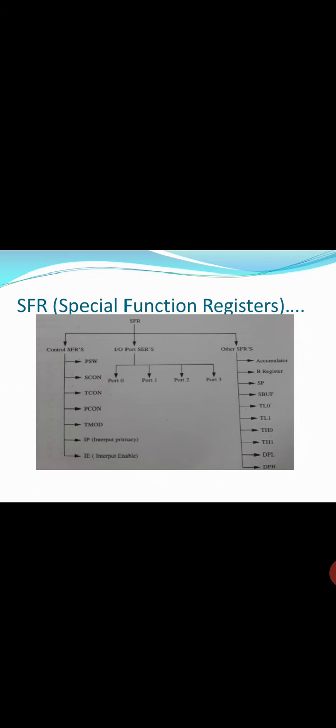In IO port category we have port 0, port 1, port 2 and port 3 special function registers. Other special function registers are accumulator, register B, stack pointer SP, serial buffer SBUF, timer 0, timer 1 and DPTR data pointer register.